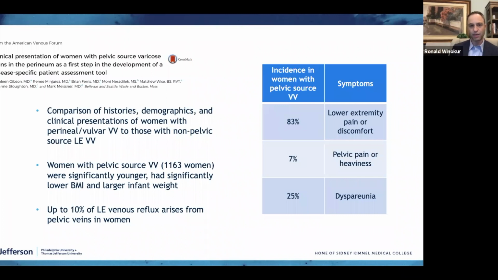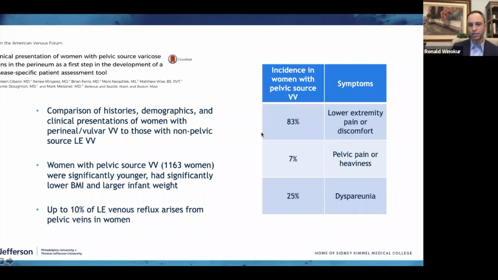So what's the data show us about that overlap? This is a great study by Kathy Gibson looking at comparison of histories, demographics, and clinical presentations of women with perineal vulvar varices to those with non-pelvic source lower extremity varicose veins. And the women with pelvic source varicose veins were younger, had significantly lower BMIs, and had larger infant weights. So to me, that indicates maybe there's an obstructive component at some point in their lives that led to these pelvic source varicose veins, although it could be any source that's really leading to this. And up to 10% of lower extremity venous reflux arises from pelvic veins in women.